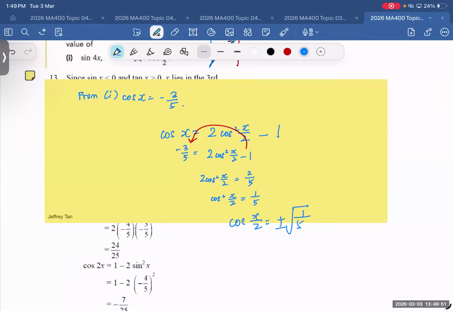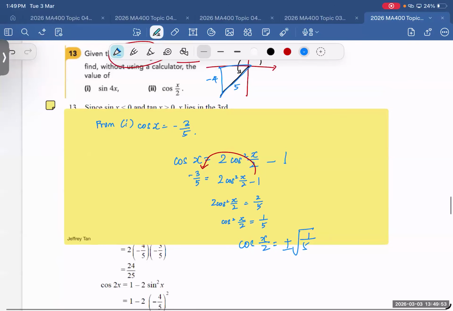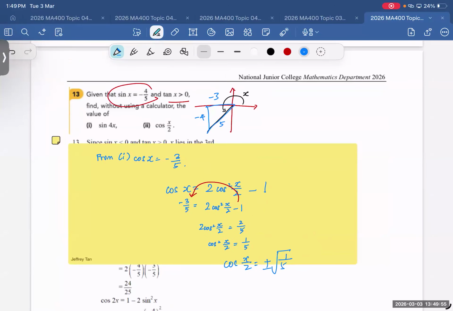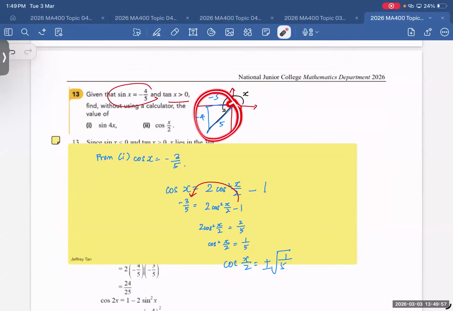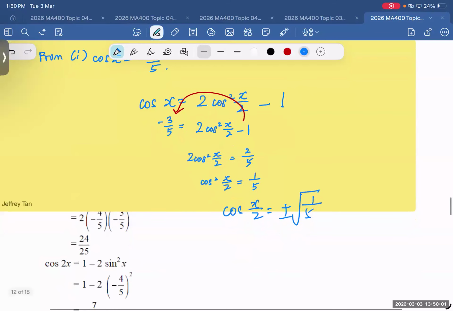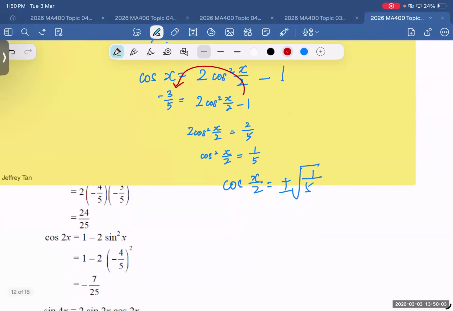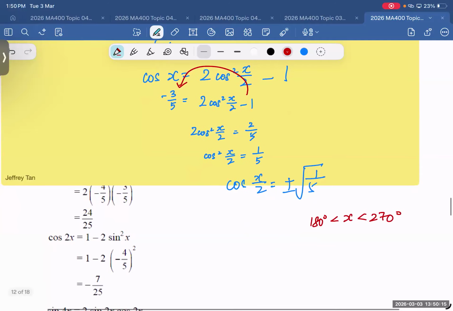But then we know that it says it's in the third quadrant, right? So this is where the magic comes. Listen carefully. Because x is in the third quadrant, x is in 180 to 270. Pay attention because you need to do this on your own during the exam. What is x over 2 the same as? Can I say it's between 90 and 135?